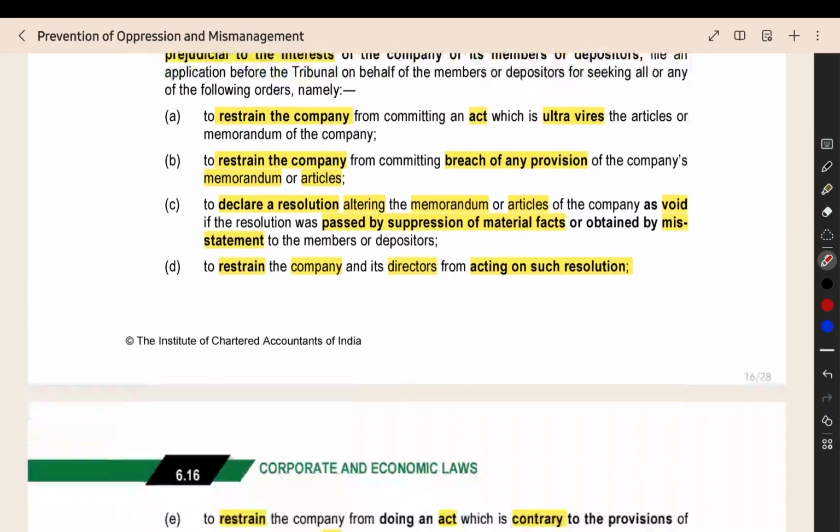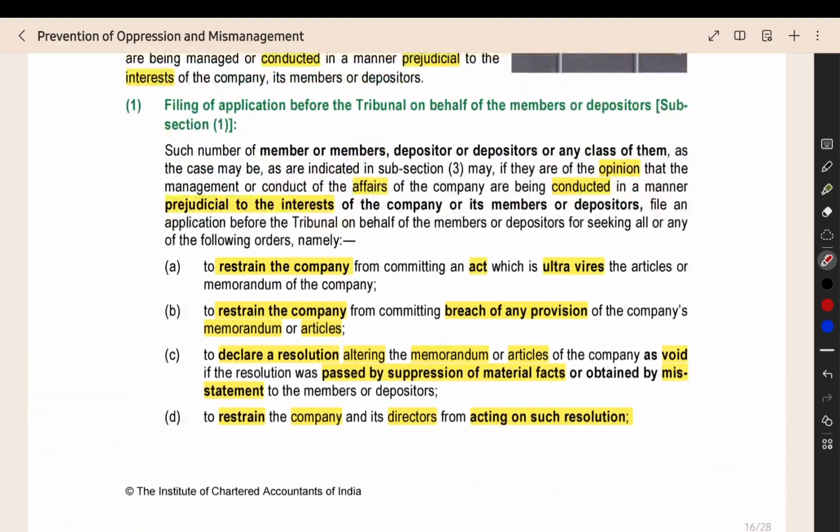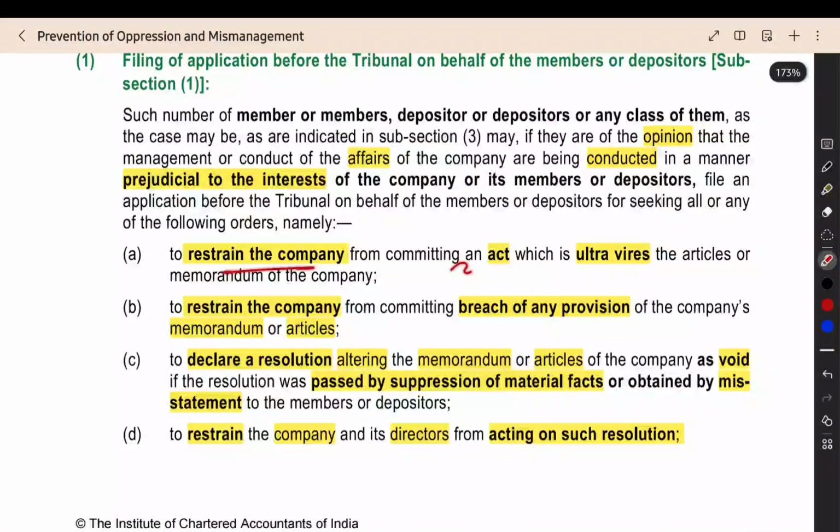Now here, what is the outcome? What are all the orders that they can get from the tribunal by doing this class action suit? What are all the outcomes that they can get? That is given here: to restrain the company from committing an act which is ultra vires. So they are stopping the company from doing an act that is ultra vires the articles or memorandum.